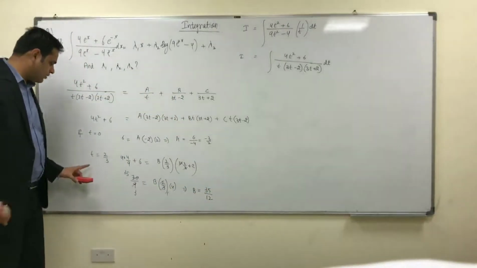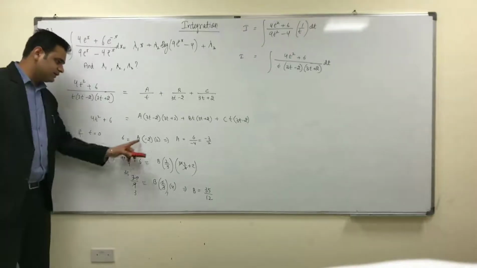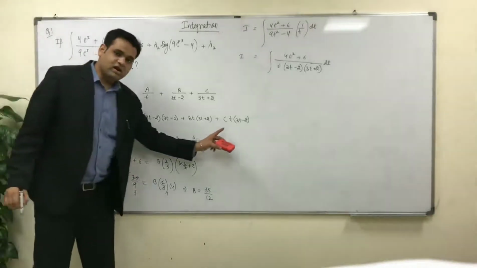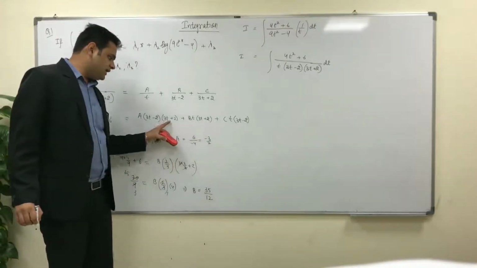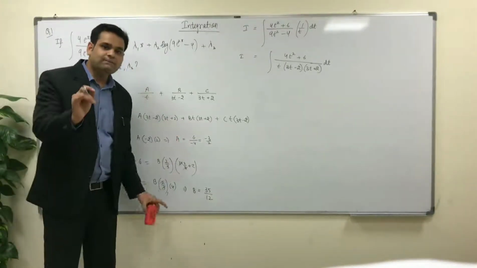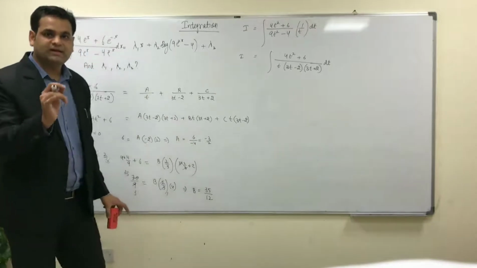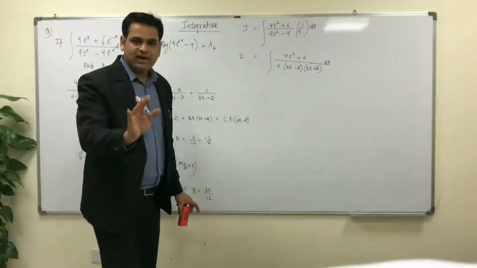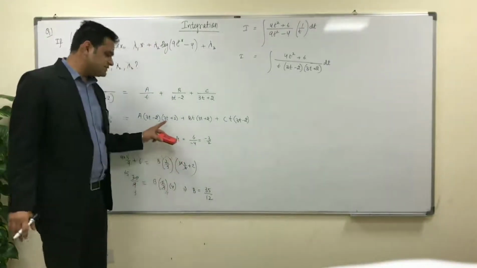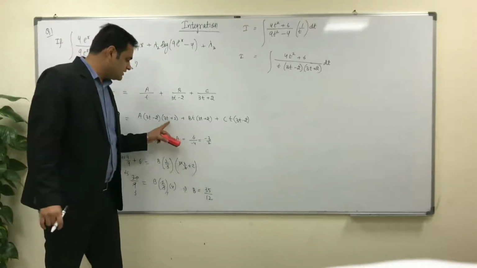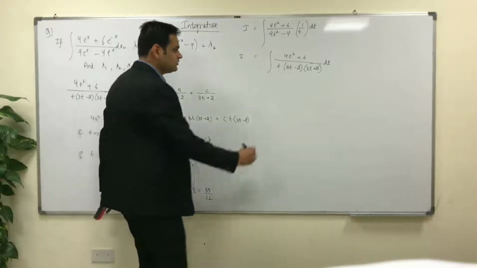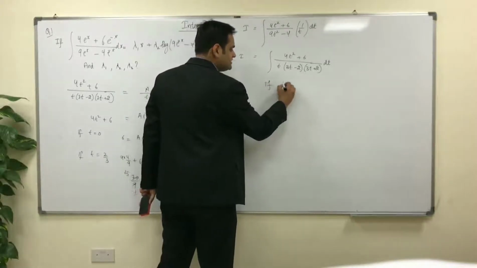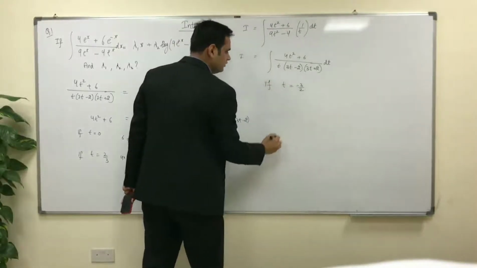Now, what did I do? I got already the value of A, I got the value of B. Now I need to find the value of C. How can I find the value of C? See, if I put this equal to 0, 3t + 2 equal to 0, what will I get? t is equal to minus 2 by 3. It means if I replace t equal to minus 2 by 3, this will become 0, this will also become 0, and I will get the answer of this.